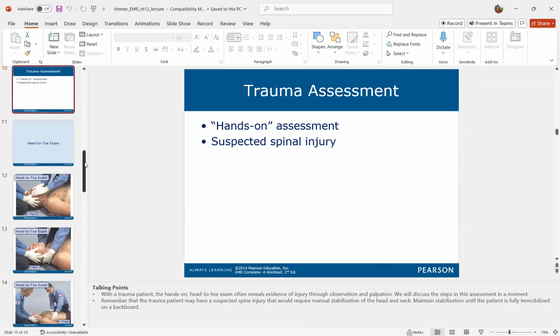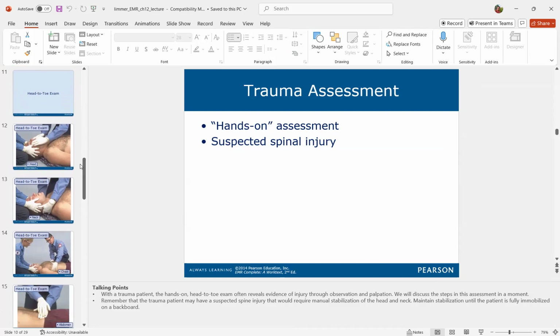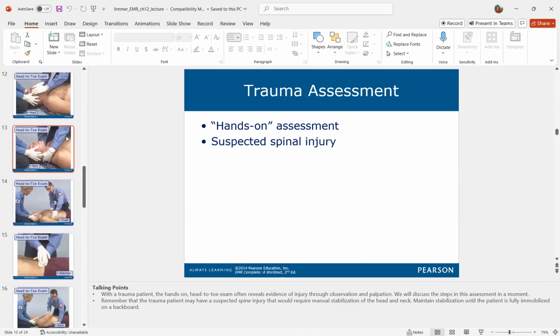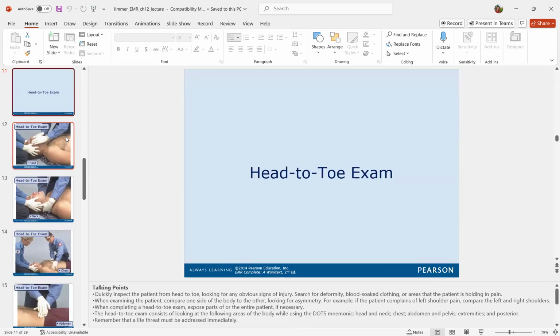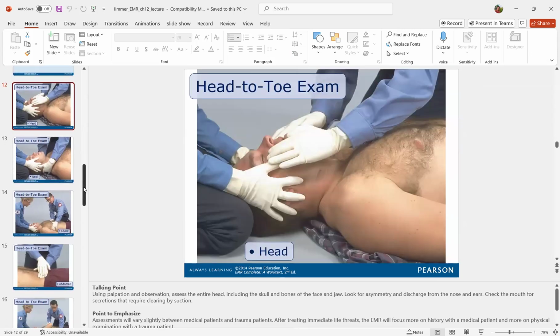So when we get into the head to toe for trauma patients, just like it says, we're going to start at the head. So this is our head to toe. We're going to start at the head and we're going to look, palpate, observe, and assess the entire head. We're looking for DOTS, right? D is deformities. What's O? Open injuries. T is tenderness. S is swelling.